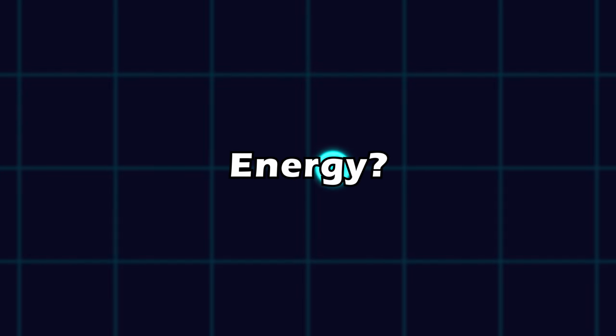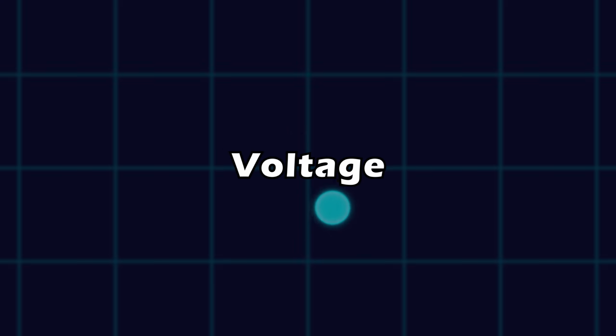We used a specific number, 0.7 volts. But what is a volt exactly? Is it a force, is it energy, or is it something far more fundamental? We call it voltage. We will decode its true hidden nature.